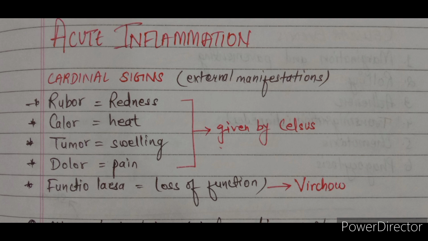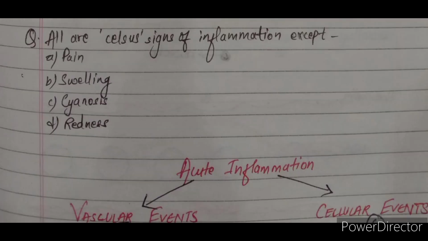And the first 4 signs were given by Celsus, and the 5th cardinal sign was given by Virchow. So this is one of the important topics. Questions may arise from here about what the cardinal signs are. Now the question: all are Celsus signs of inflammation except A. pain, B. swelling, C. cyanosis, D. redness. So comment down your answer in the comment section.